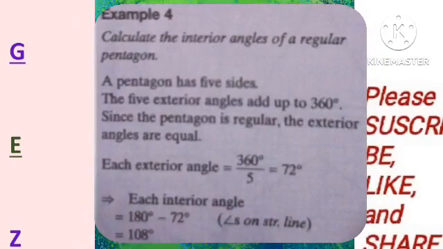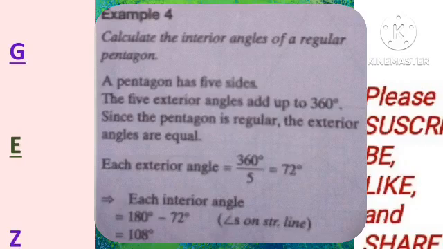Next, let's solve a question on that theorem we just talked about. In this question we are asked to calculate the interior angles of a regular pentagon. Now a pentagon has 5 sides and the 5 exterior angles add up to 360. The reason is that the exterior angles of any n-sided polygon, whether regular or not, must add up to 360 degrees. So since the pentagon is regular, the exterior angles are all equal. That is another conclusion we have arrived at, and it is intuitive, natural, and axiomatic.